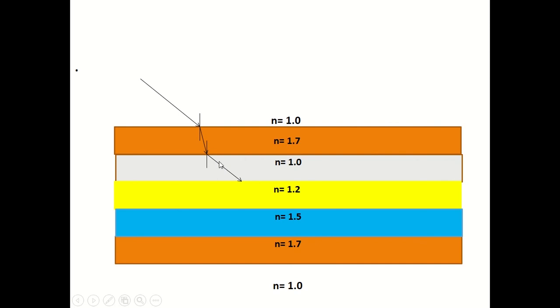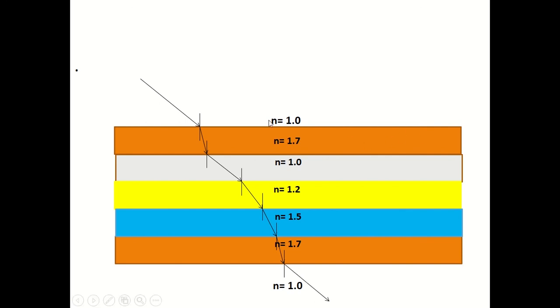If it speeds up, it goes away from the normal. If it slows down, it goes towards the normal. So here it goes from 1.0 to 1.2. It's going to have to go towards the normal. So very slightly towards the normal. 1.2 to 1.5, again, it'll go towards the normal because it's slowing down. Okay, 1.5 to 1.7, again, slowing down, so towards the normal. But then it goes from 1.7 to 1.0, so it'll now speed up and go away from the normal.